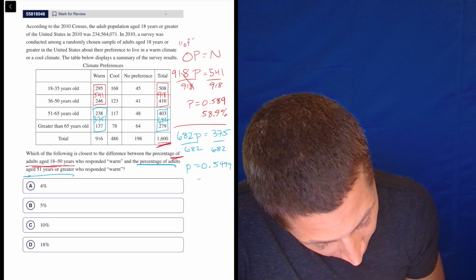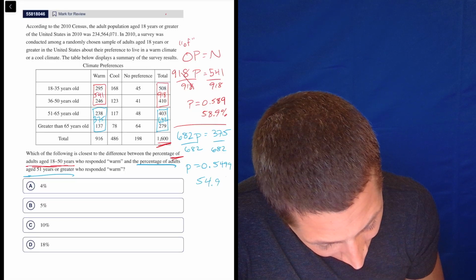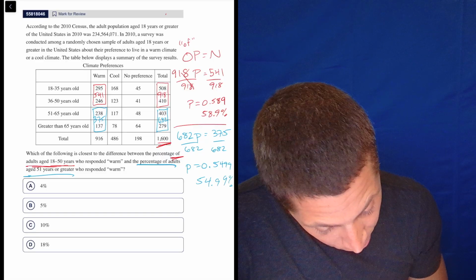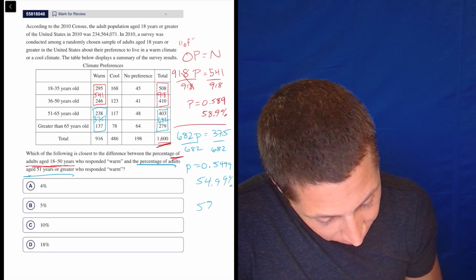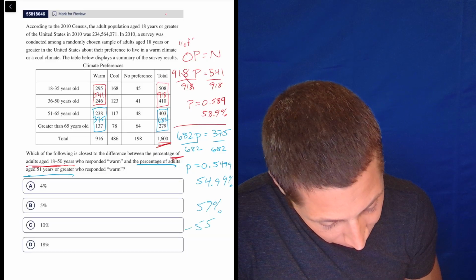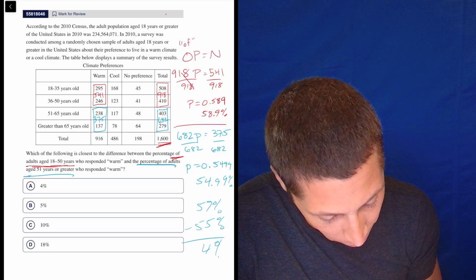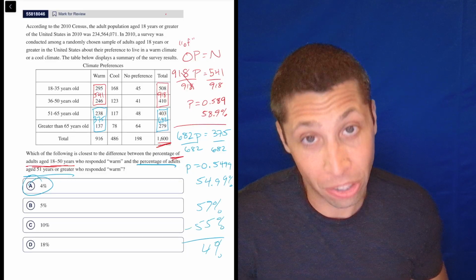54.99%. So what's that difference? I mean, I can just see it, right? So it's basically 59% minus 55% is 4%, which is the answer.